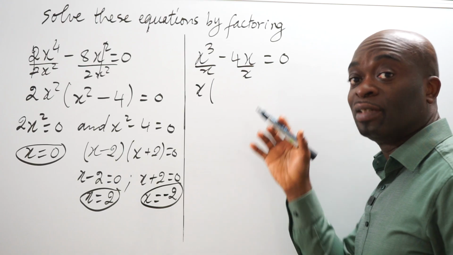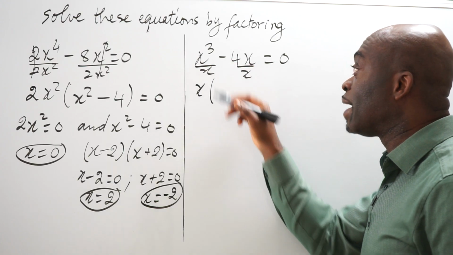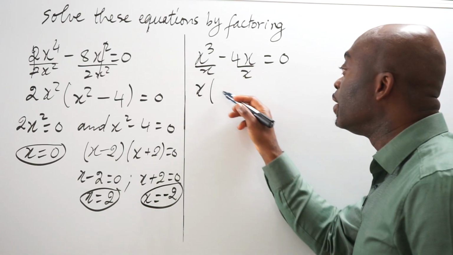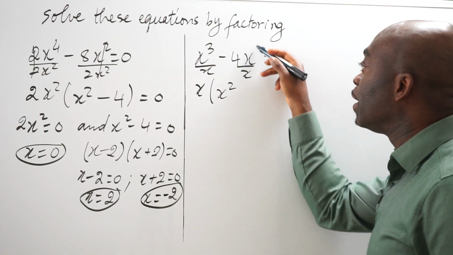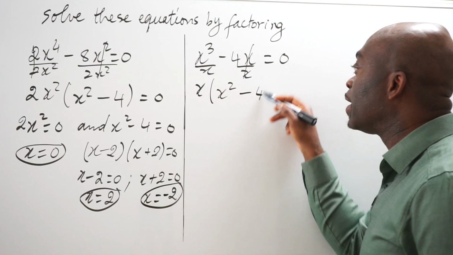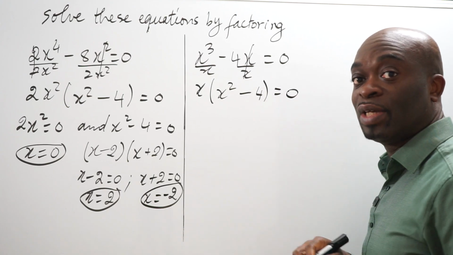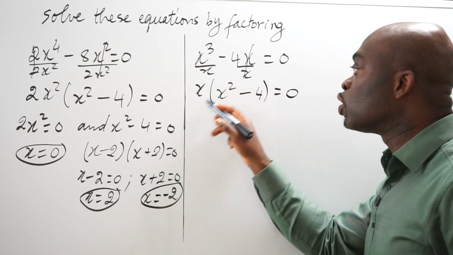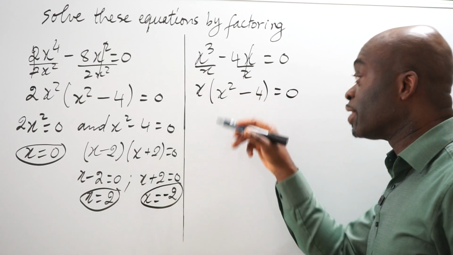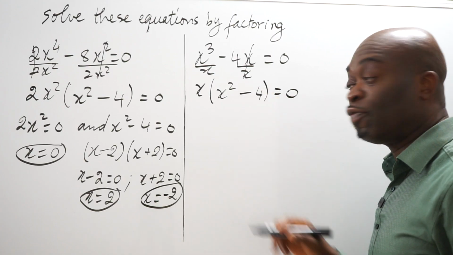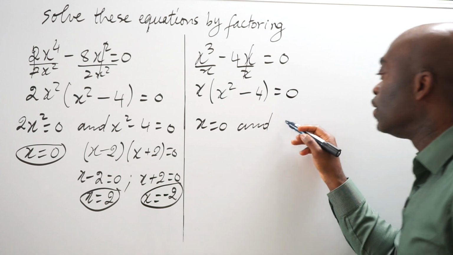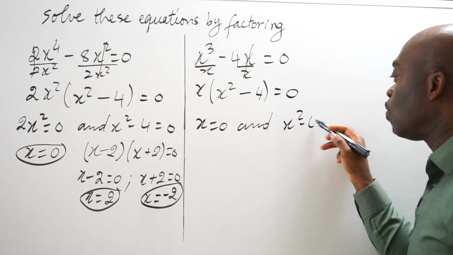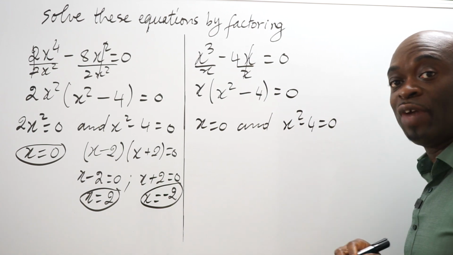Remember when we're dividing, we subtract the power. So it's going to be 3 minus 1 because there's an invisible 1 there. That's how we get x to the second power. And then this one, x out, we end up with minus 4, and this one equals 0. Okay? So then we have 2 factors, one which is x, the other one which is x squared minus 4. So we have x equals 0, and we have x squared minus 4 equals 0. So those are the 2 factors that we have.